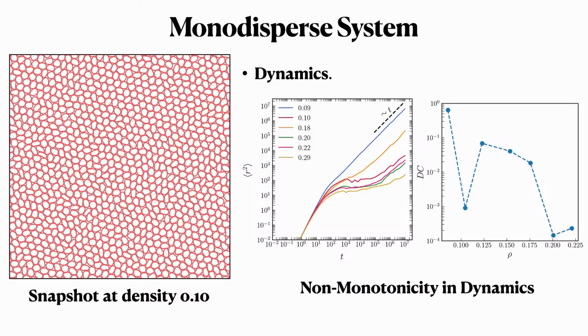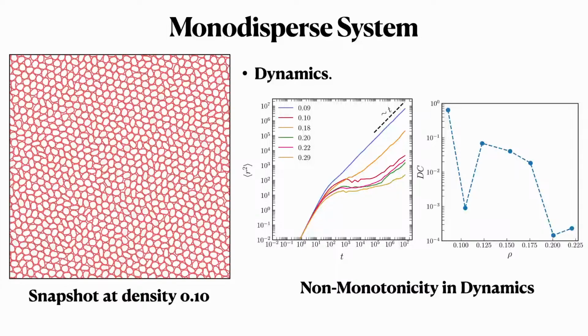So now the first system we study is the monodisperse system. Here each ring consists of 100 monomers, and the stiffness of the rings is also fixed at k theta equal to 100. Then we increase the density of the system, and the first thing we characterize, or plot, is the mean square displacement.